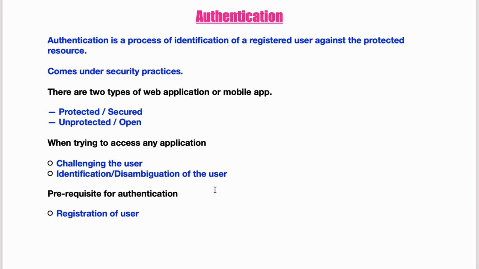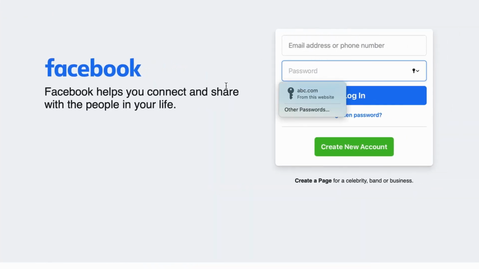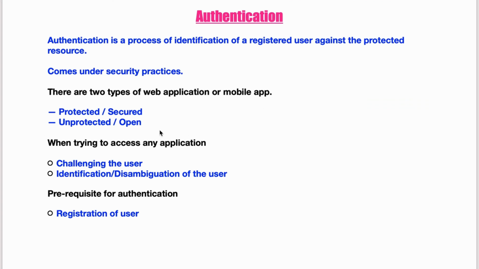The prerequisite for authentication is that you have to register to that resource. Someone cannot simply use Facebook without registering to it. So first you need to register so that the user data will be there, and then the same user can be authenticated to the system. So friends, on a high level, this is what authentication is.